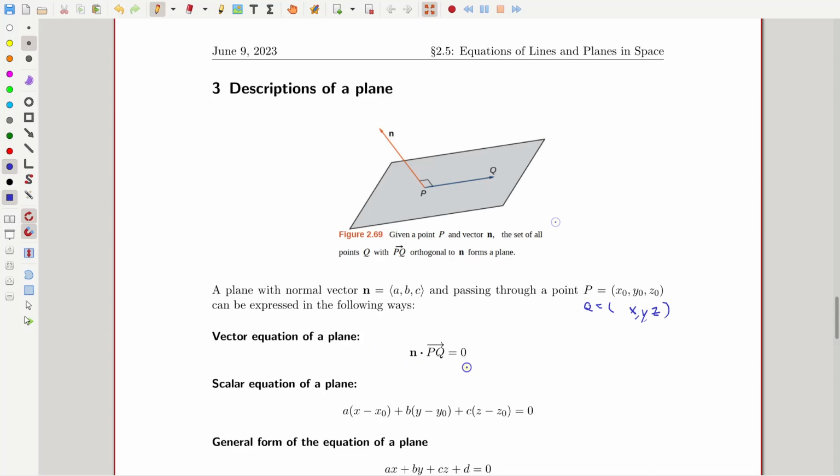And so this equation is basically specifying that Q is the set of all points such that the vector PQ is orthogonal to n, and this ends up sweeping over the entire plane. This is a nice geometric way of describing the property that the plane described by the normal vector n is the set of all lines that are orthogonal to n.